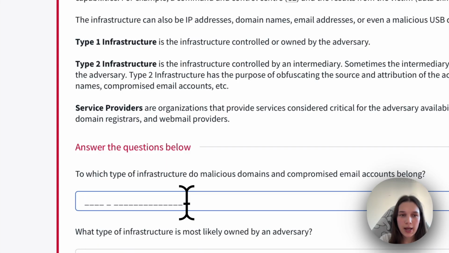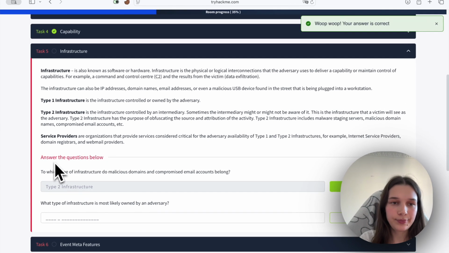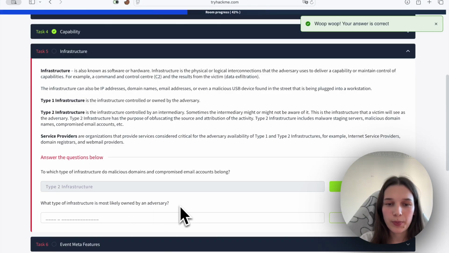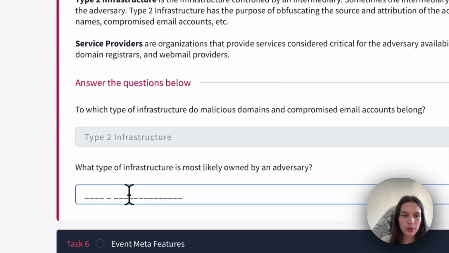So next we go to the question: which type of infrastructure do malicious domains and compromised email accounts belong to? It's type 2 infrastructure, so I just copy. And what type of infrastructure is most likely owned by the adversary? It's type 1. So I copy and paste it.